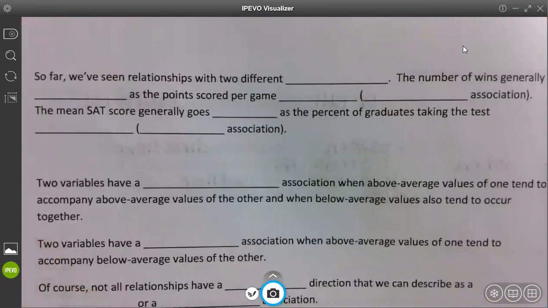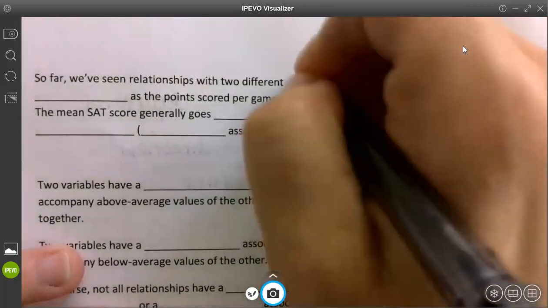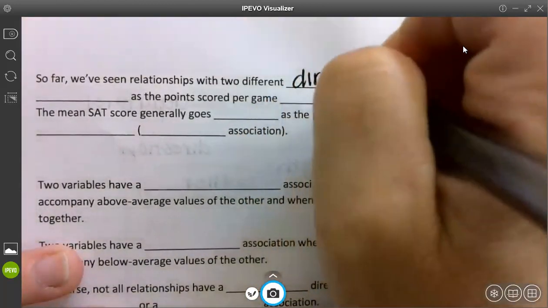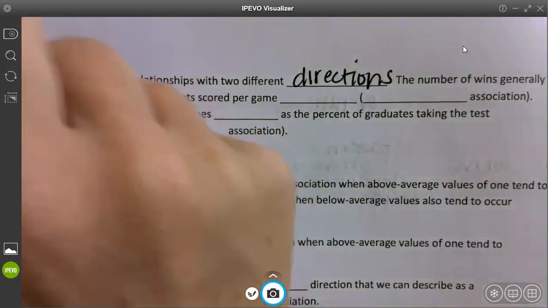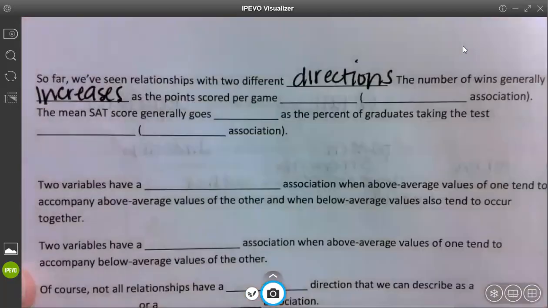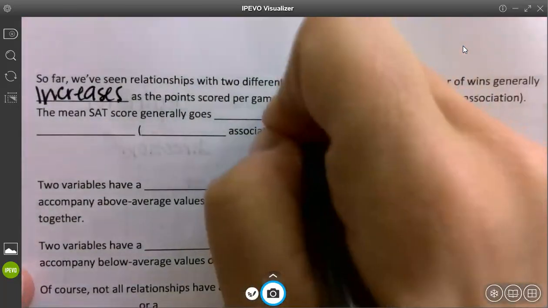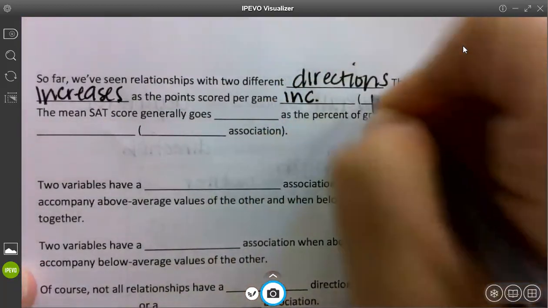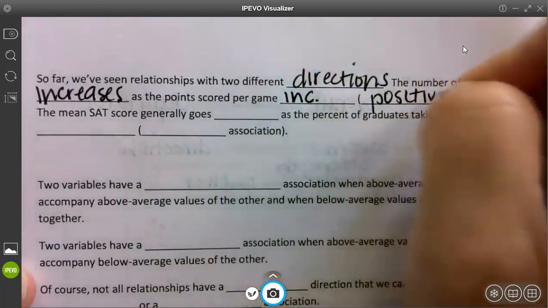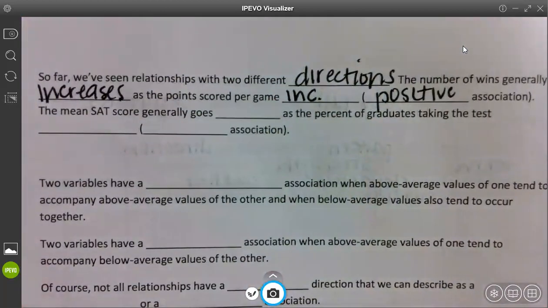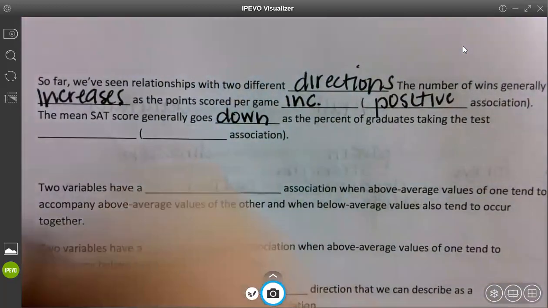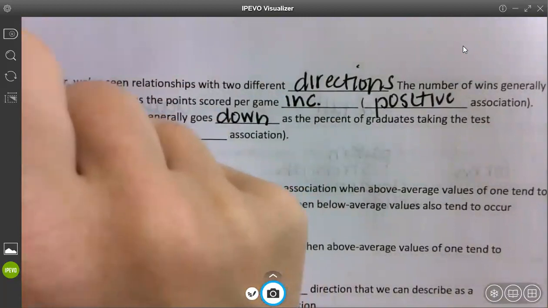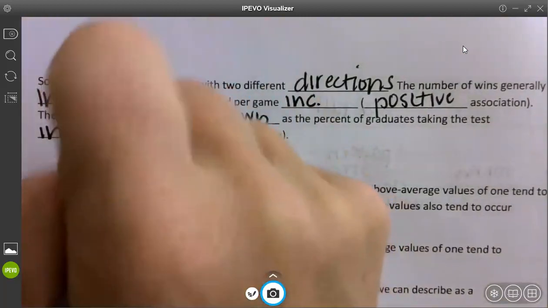All right. So far, we've seen relationships with 2 different directions. The number of wins generally increases as the points scored per game increases. That means it's a positive association. The mean SAT score generally goes down as the percent of graduates taking the test increases, which would be a negative.